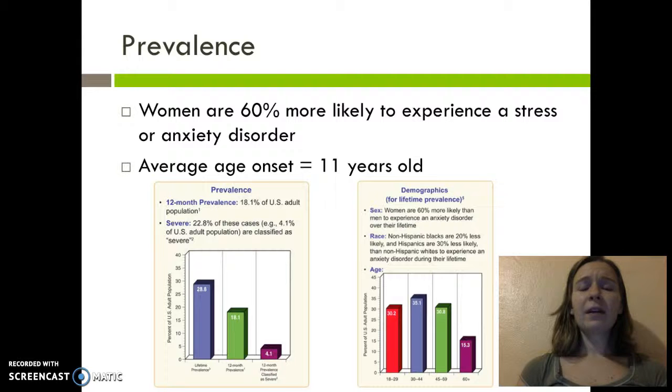We're going to talk briefly about prevalence for a second. I thought it was interesting that women are 60% more likely to experience stress and anxiety disorders. And sadly, the average age of onset is as young as 11 years old. If you look on the prevalence chart to the left, you will notice that there is a lifetime prevalence in the United States of 28.8, which is kind of a lot.